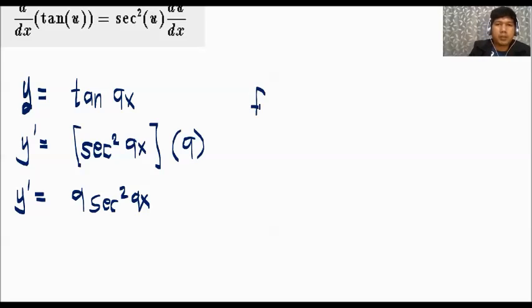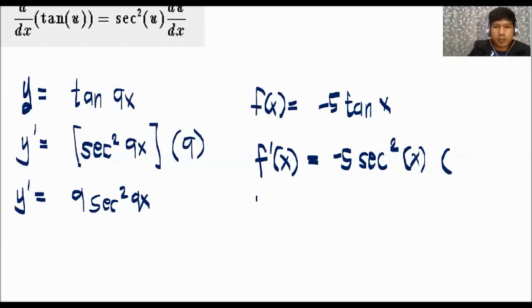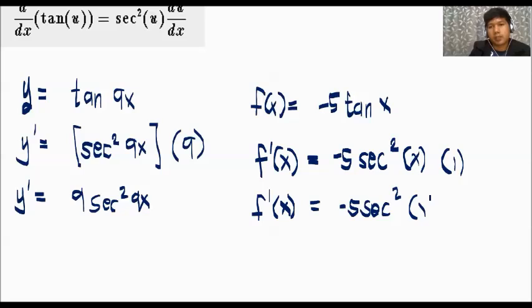Another example, f of x is equal to negative 5 tangent of x. So f prime x is equal to negative 5 secant squared x, then the derivative of x is just 1. So f prime x is equal to negative 5 secant squared x. So this is a simple problem.